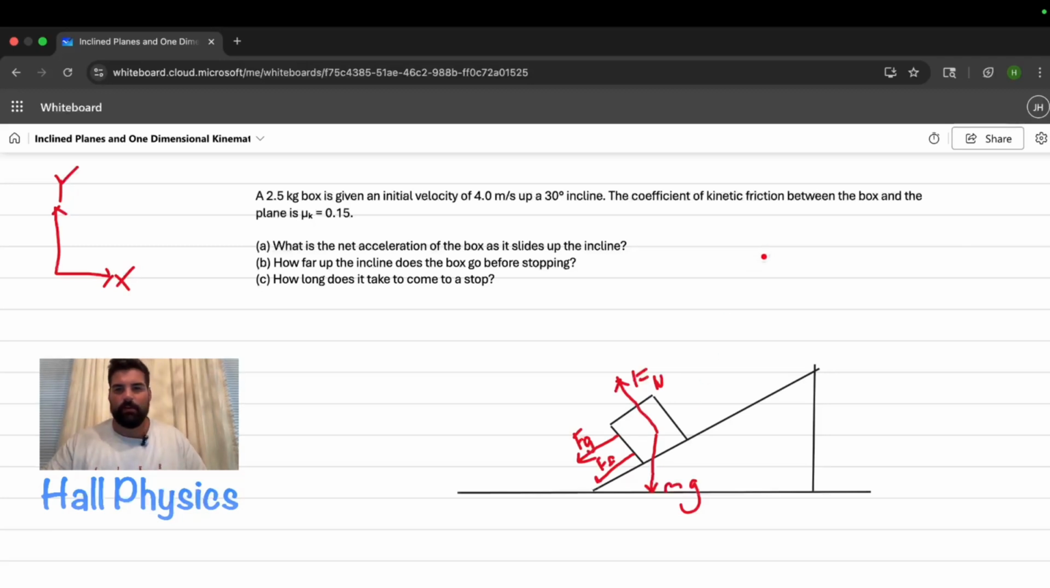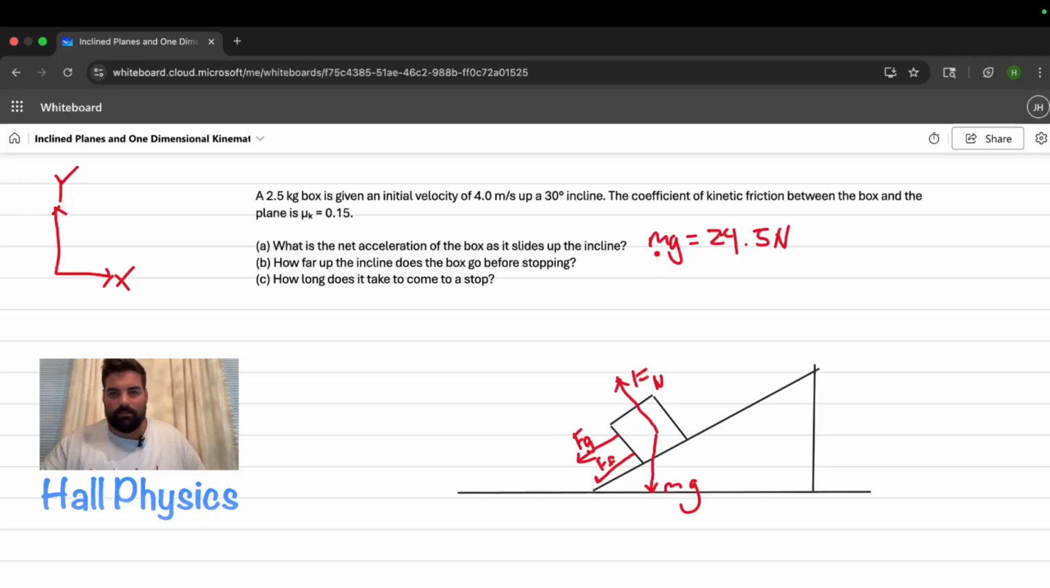Okay, first thing we can solve for, mg, always. Always can solve for mg. mg will equal 24.5. So we took 2.5 times 9.8. We get 24.5 newtons.